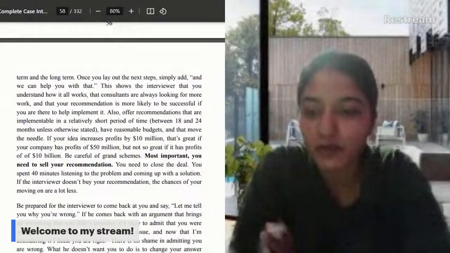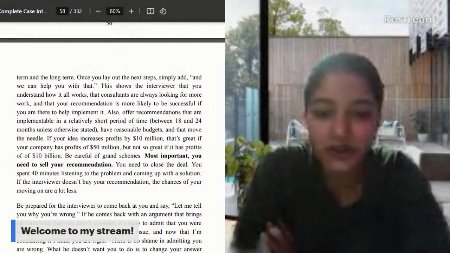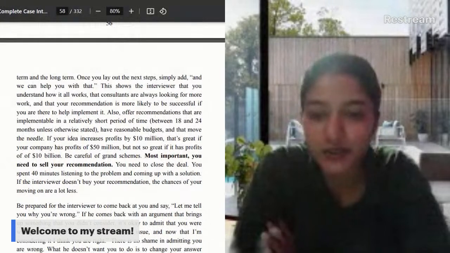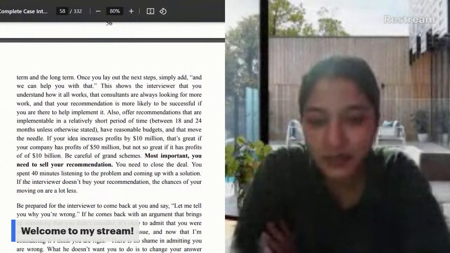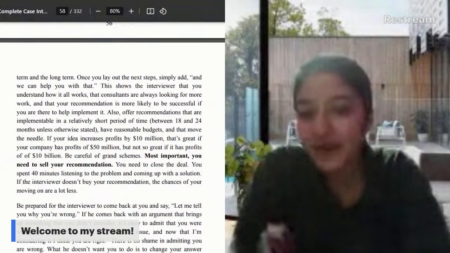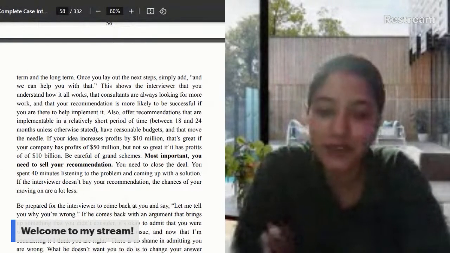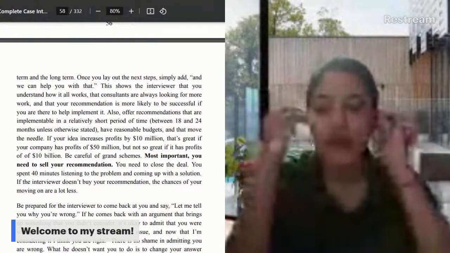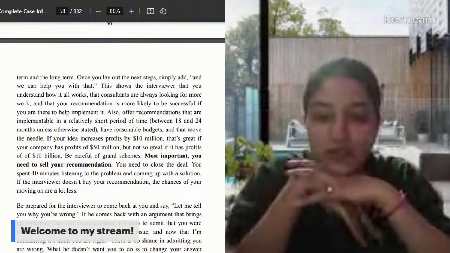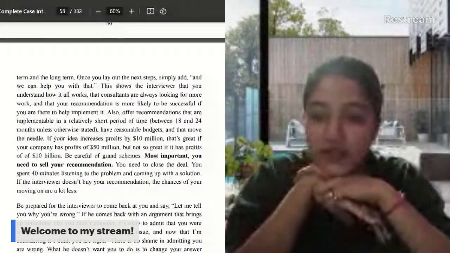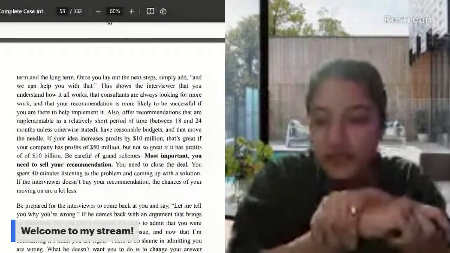Also offer recommendations that are implementable in a relatively short period of time, between 18 and 24 months, unless otherwise stated. Have reasonable budgets and recommendations that move the needle. If your idea increases profits by $10 million, that's great if your company has profits of $50 million, but not so great if it has profits of $10 billion. Be careful of brand schemes. Most important, you need to sell your recommendation. You need to close the deal. If you spend 40 minutes listening to the problem and coming up with the solution, and the interviewer doesn't buy your recommendation, the chances of you moving on are a lot less.